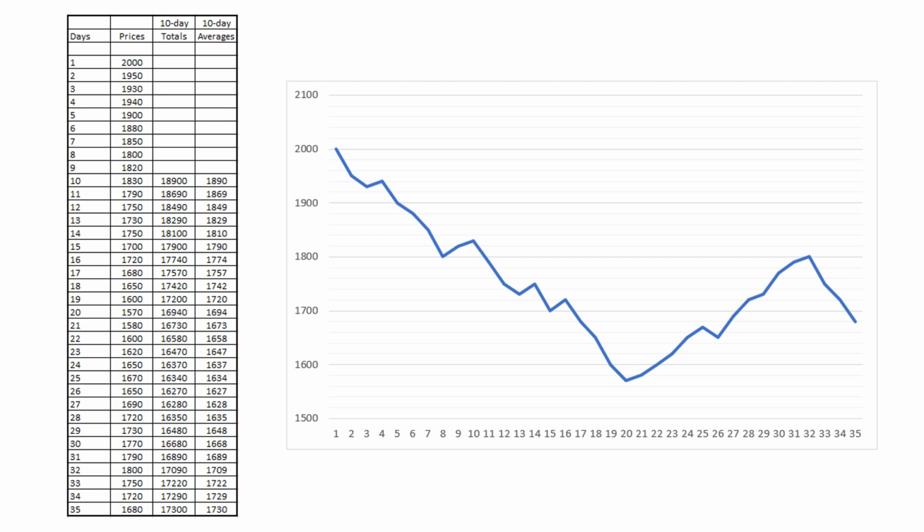To calculate a 10-day moving average, and the moving average for the 10th day, you must add up the first 10 days and then divide by 10. The average should then be plotted on your chart on the 10th day.